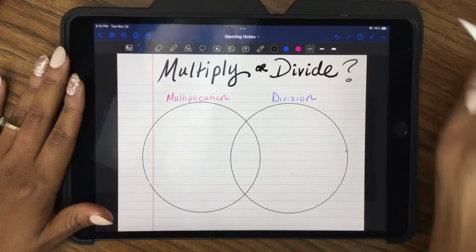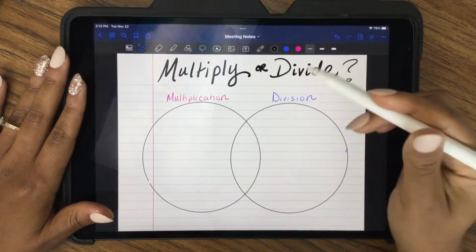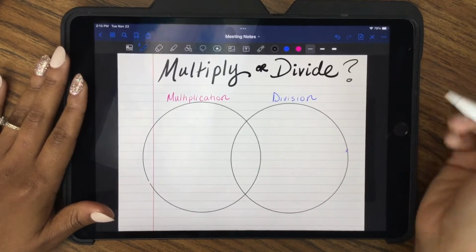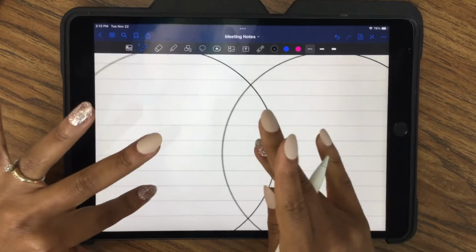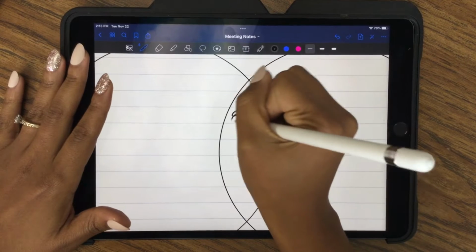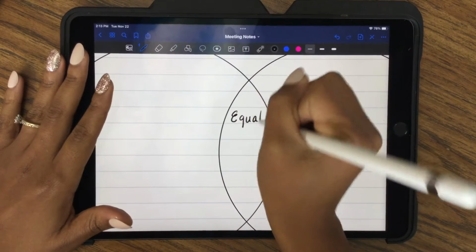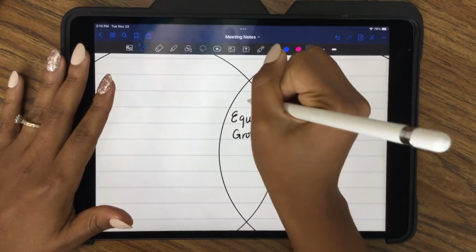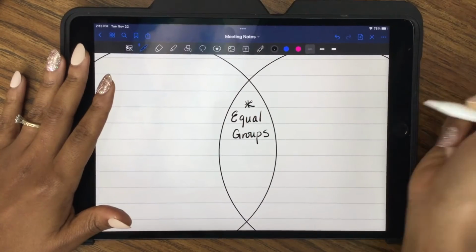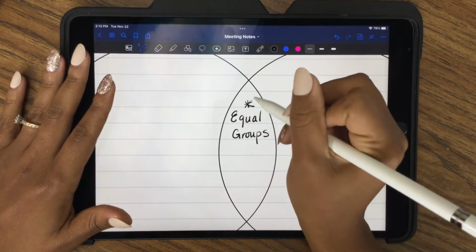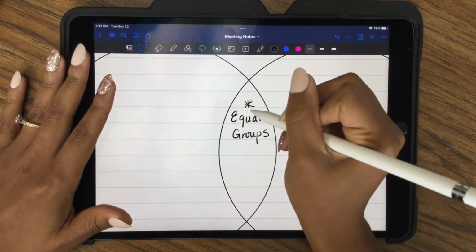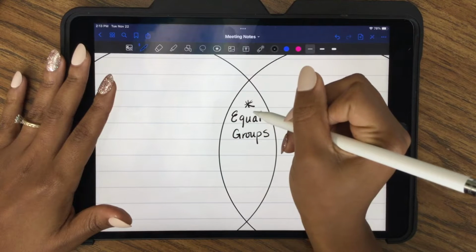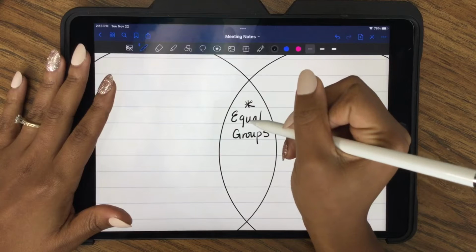Well, let's go ahead and start by looking at how multiplication and division are similar or what they have in common. The most important thing to think about is that they both have equal groups. This is the most important differentiator between multiplication and division versus addition and subtraction. So that's what we really want to concentrate on. Equal groups, equal groups, equal groups.